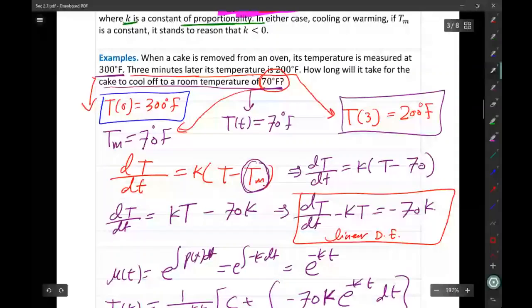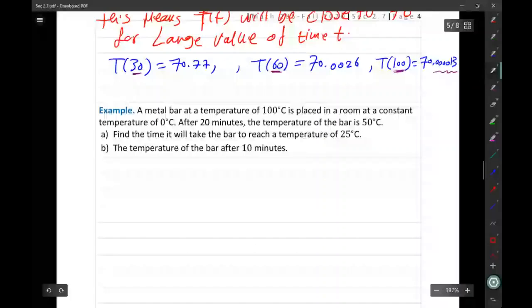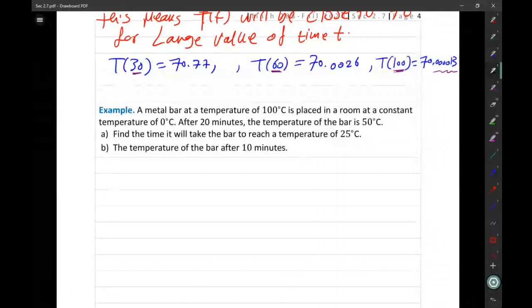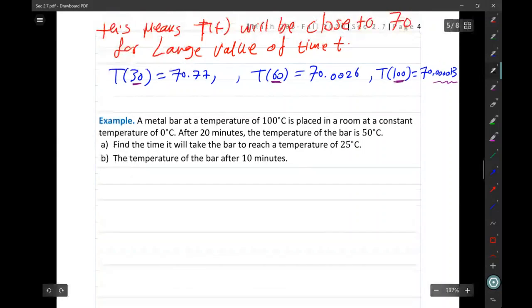Now we had one example last time. Let us do the next examples, and we will finish the application. We will start a little bit in chapter 3 today. Anyway, let us see this example.